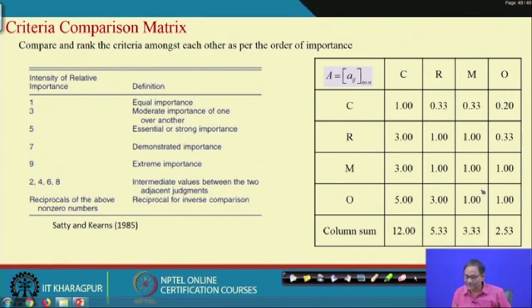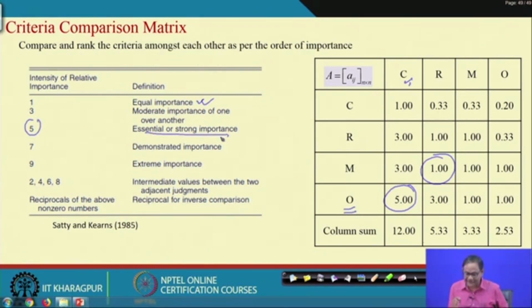What does it mean? If I take this value, what is the meaning? That means maintainability and reliability are of equal importance. If I take this, what is the meaning? That means operability is 5 times more important than cost, this is 5 strong. Okay. So, in this manner you will get the values.